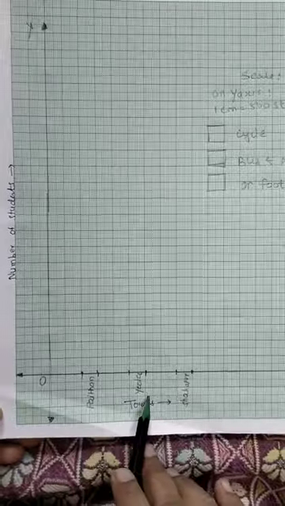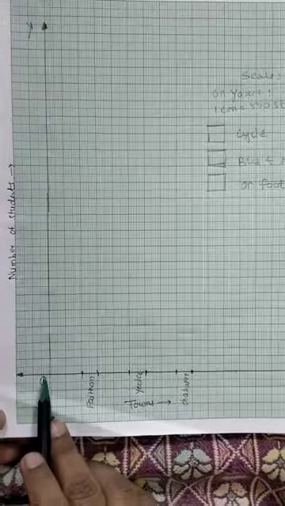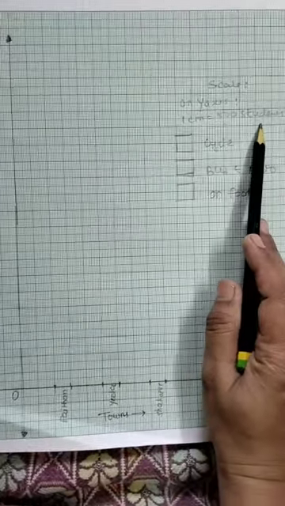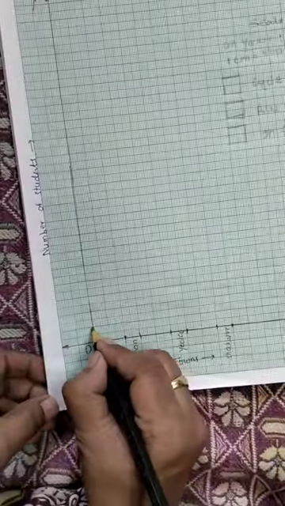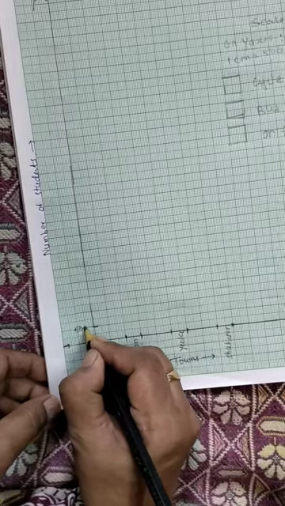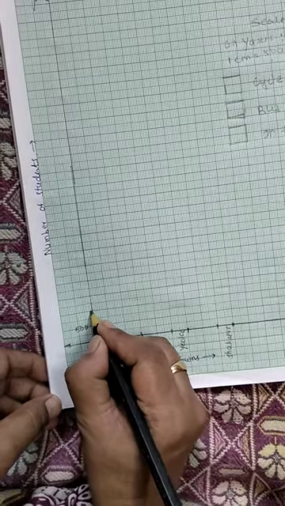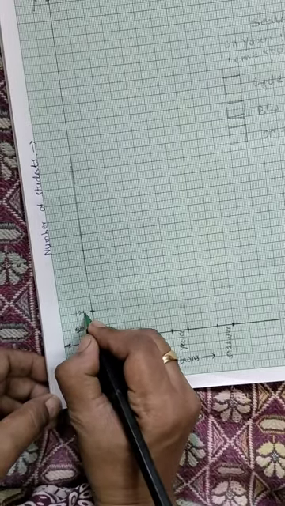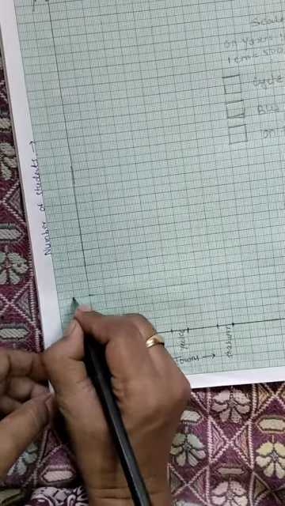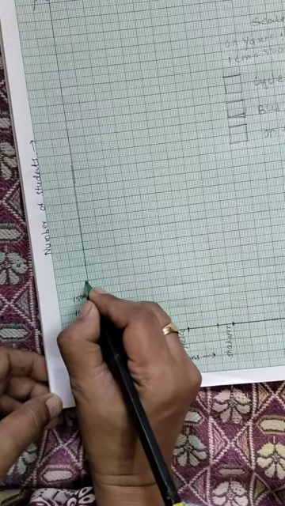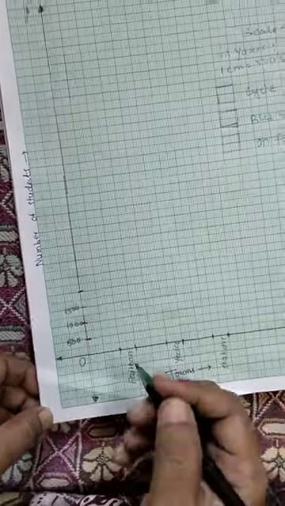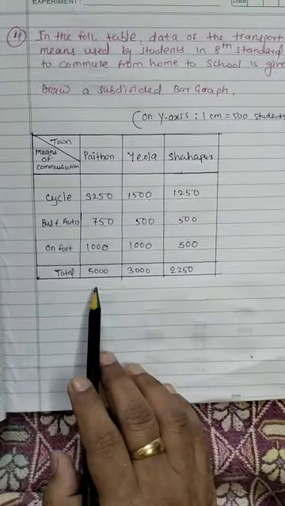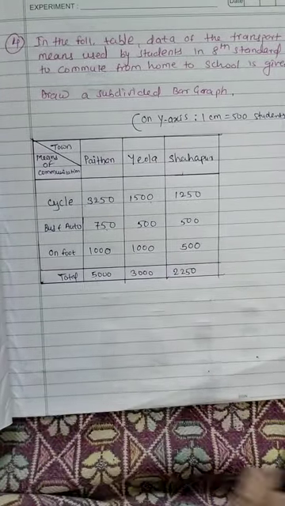Paithan, Ewla and Shahapur. On the y-axis, 1 centimeter we have to take as 500 students. Draw a small line, and then write the numbers: 500, then 1000, 1500. Same way write up to the biggest number, 5000.